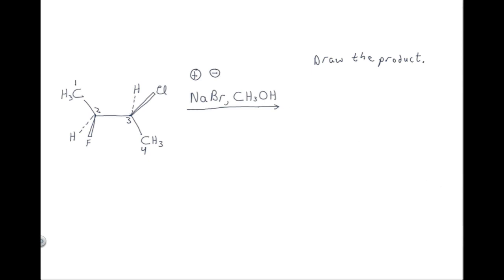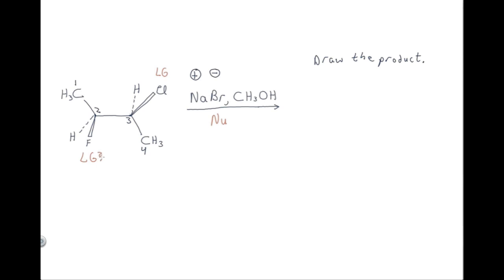So we can assign roles. We expect the negative bromine to be the nucleophile. And what about the leaving group? Well, we know that a neutral chlorine can be a leaving group. What about this fluorine? Could we use the fluorine as a leaving group?